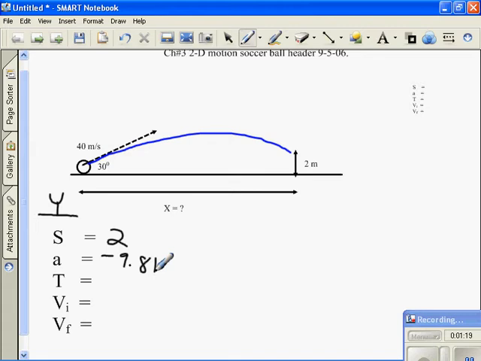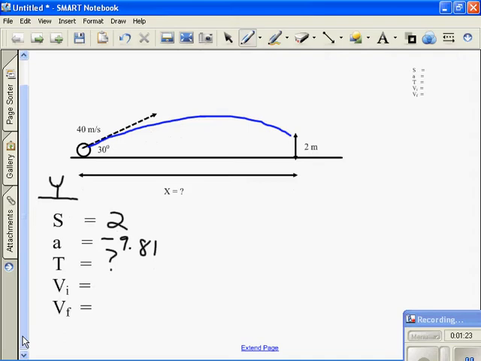How long will it be in the air? I don't know. How fast is it going in the vertical direction to start with? Well, it's going at 40 times the sine of 30. Most of us, of course, call that 20. Yes?